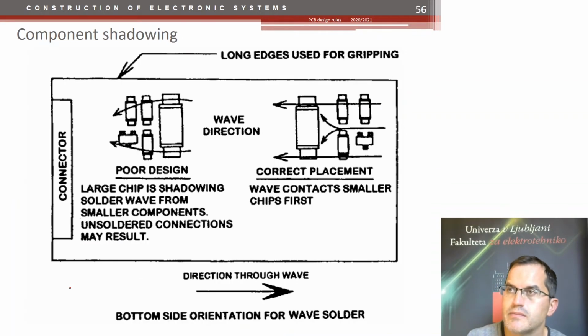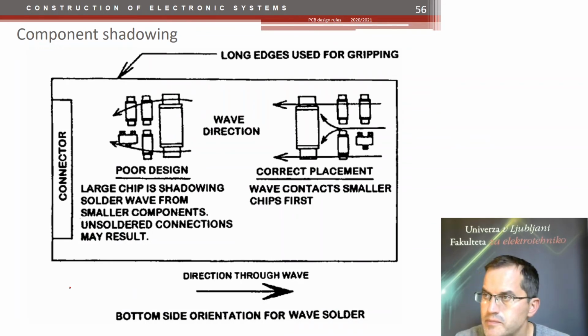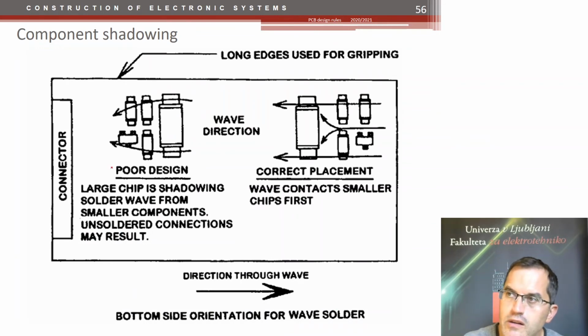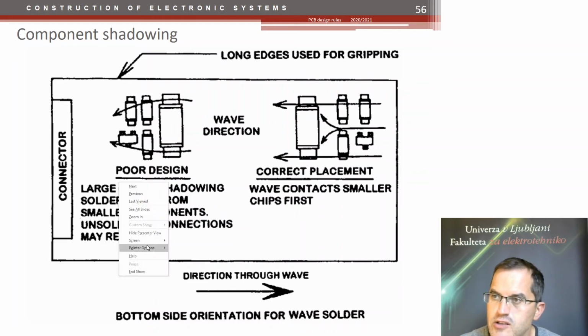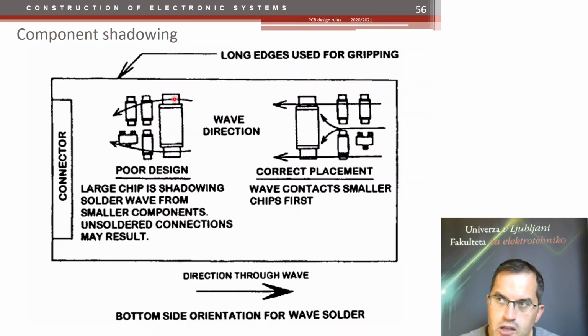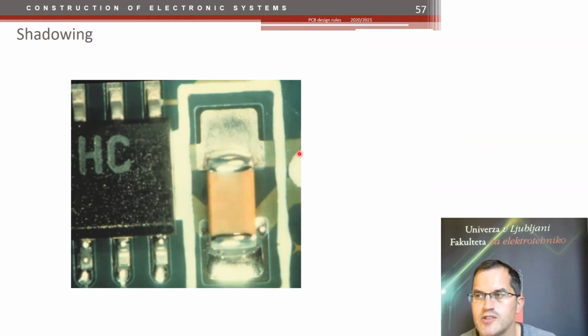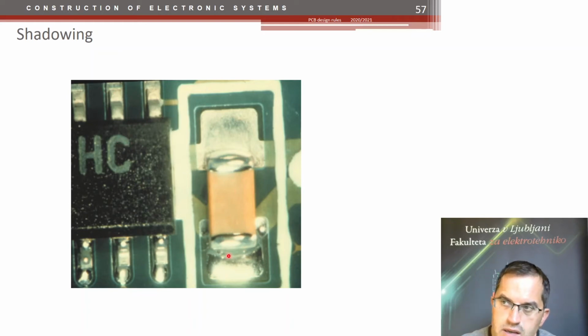The other problem is the component shadowing. If you put a big component at the beginning of the direction of the solder travel, you will make a shadow to these smaller components. So you should put the smaller components first and then the bigger ones. This is an example of shadowing. This big chip cast a shadow on this capacitor here. So you see here there is too little of the solder.